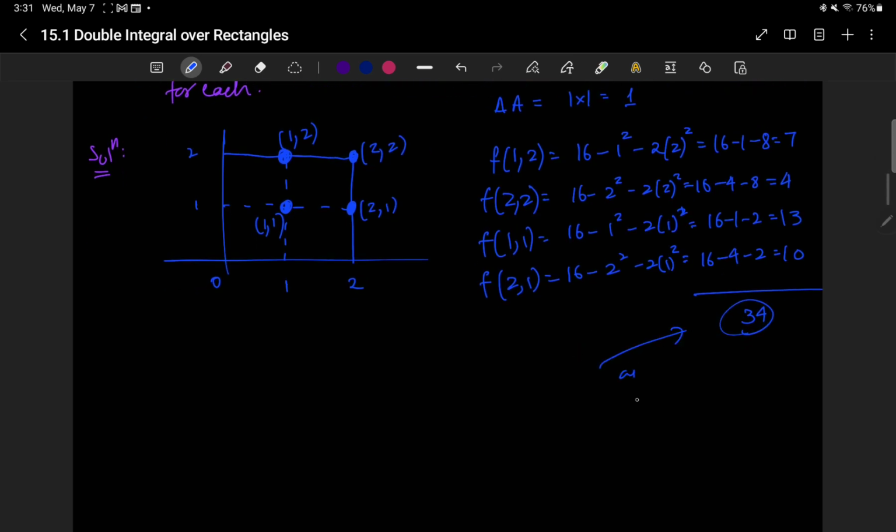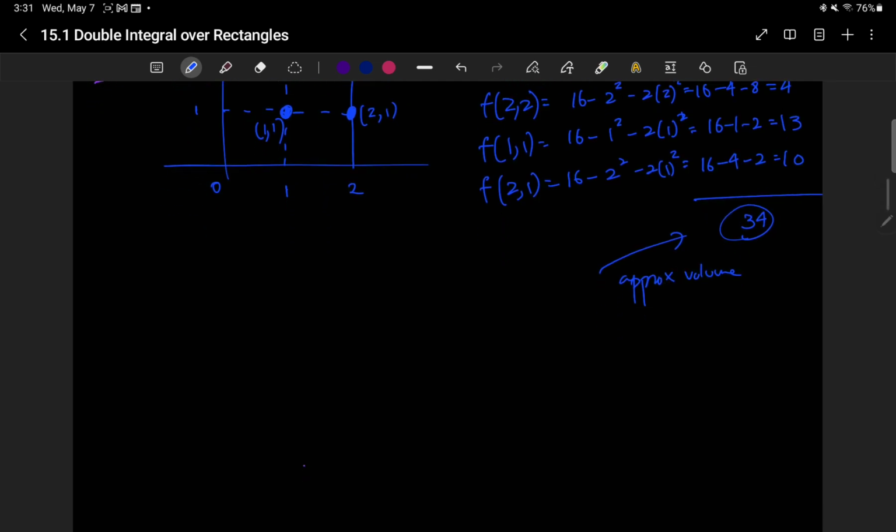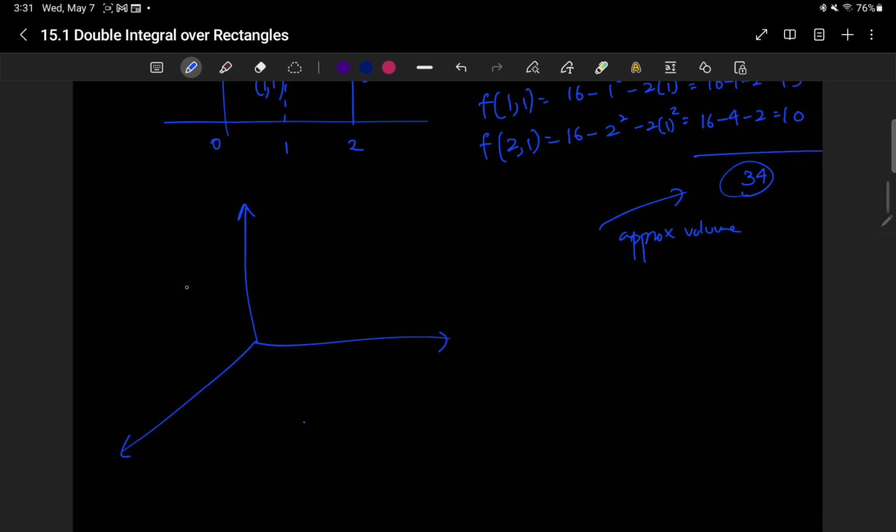So that's the approximate volume. But what is really going on, it's a little bit hard to draw this, but what we have is a surface where z equals 16 on the z-axis, and that's the surface.